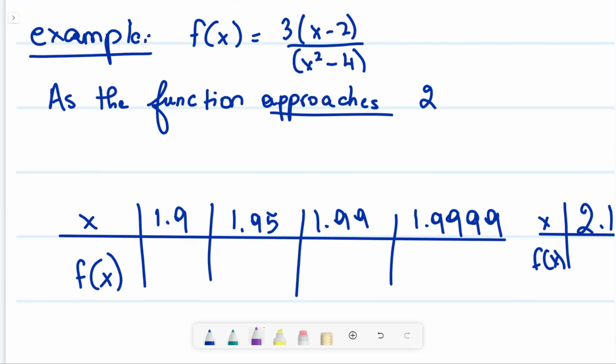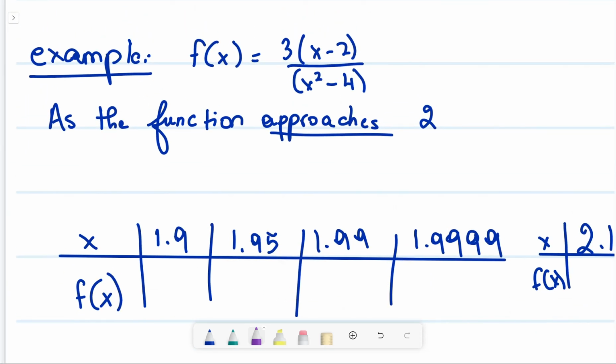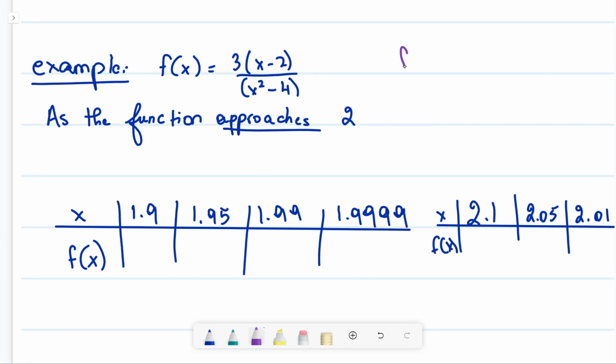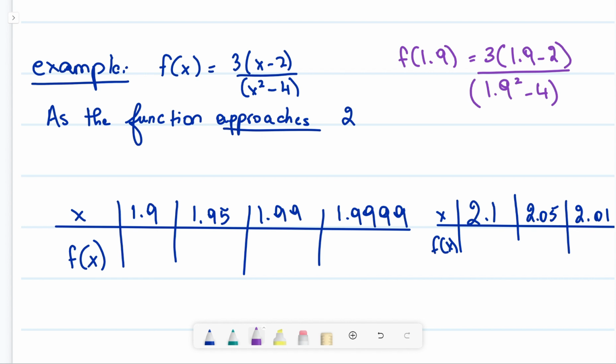So let's start with our first value, 1.9. So 1.9 is a value that's close to 2. So we will plug in 1.9 in the function f of x. So f of 1.9 is equal to (3 times 1.9 minus 2) divided by (1.9 squared minus 4). And if you plug this in on your calculator, you will get 0.769.